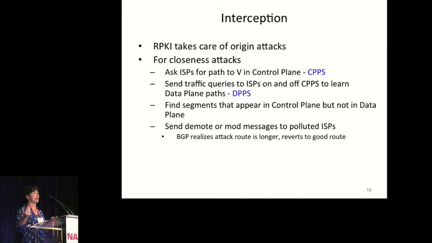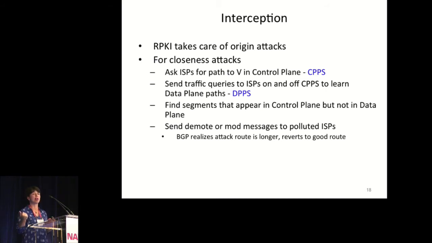In the interception attack, this is the attack where the victim's prefix is hijacked by the attacker. If the attacker announces the prefix, RPKI takes care of that, so we don't have to do anything special with SENSS. However, if the attacker announces a short path to the prefix, this is the attack that is very hard to diagnose and to mitigate today.